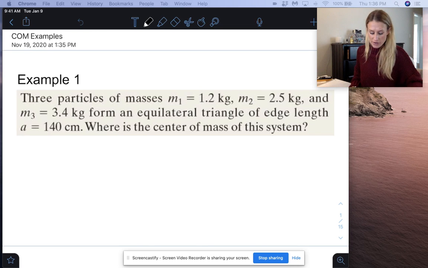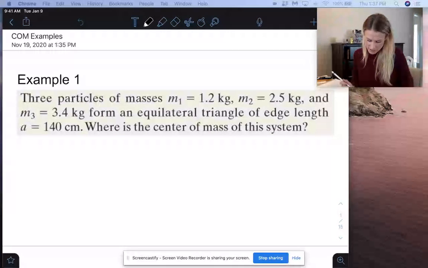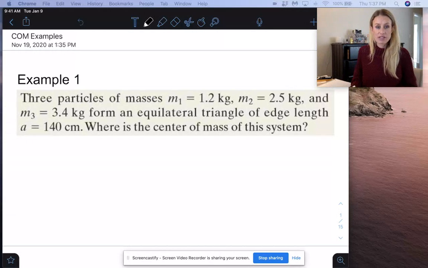So here's our first center of mass example. We have three particles of masses m1 equals 1.2 kilograms, m2 equals 2.5 kilograms, and m3 equals 3.4 kilograms, which form an equilateral triangle of edge length 140 centimeters. Where is the center of mass of this system?